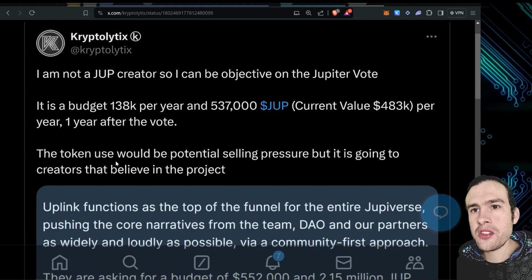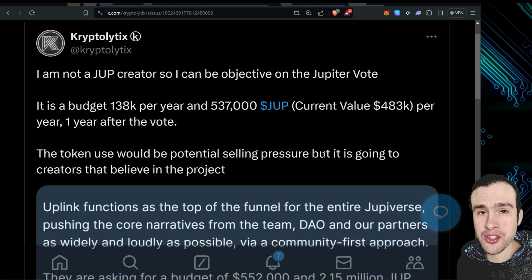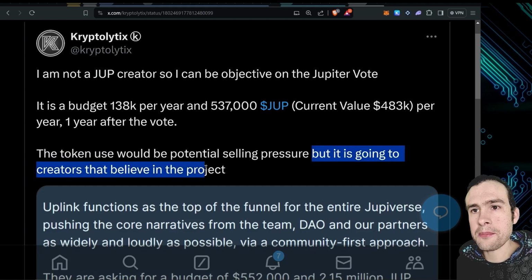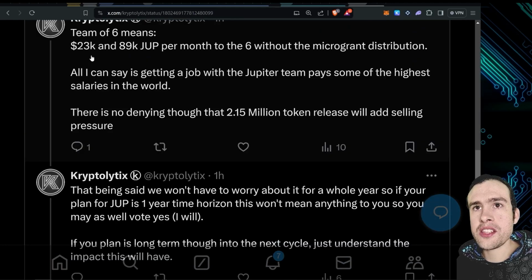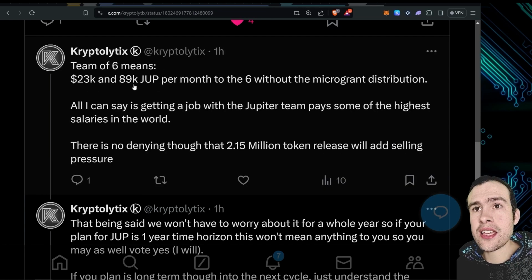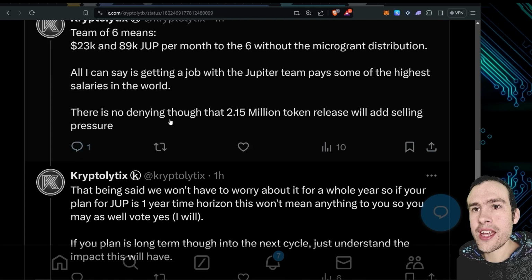But yeah, the token use would be potential selling pressure, so keep that in mind, but it's going to creators that believe in the project. So that's another thing that's also worth considering. Team of 6 means 23K per month. That's $23,000 per month if you divide it by 6 per year, and 89,000 dupe per month to the 6 without the micro grant distribution. That's a lot. All I can say is getting a job with the Jupiter team pays some of the highest salaries in the world. There's no denying though that the 2.15 million token release will add selling pressure.